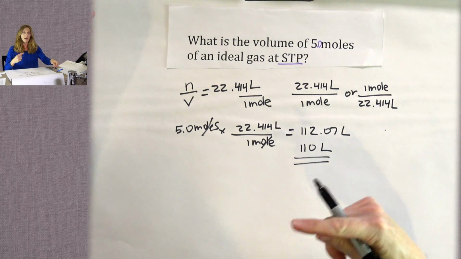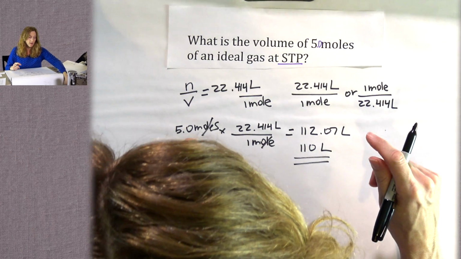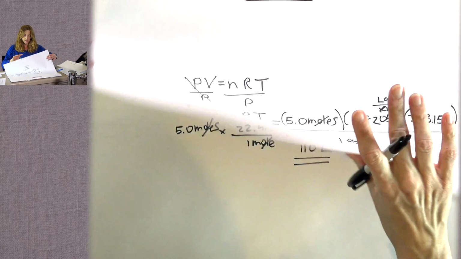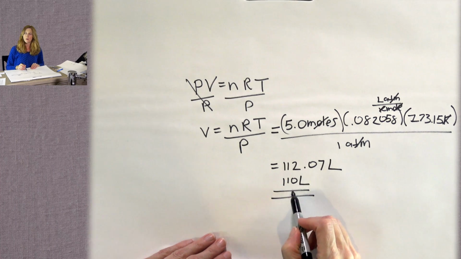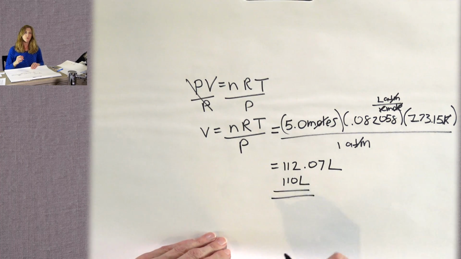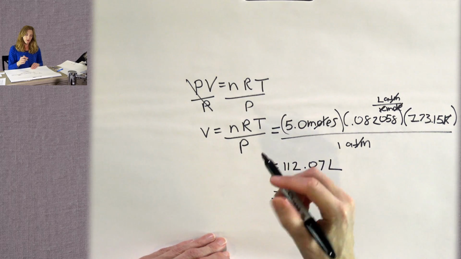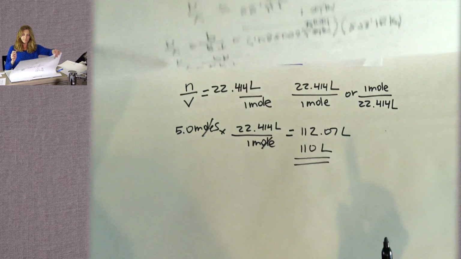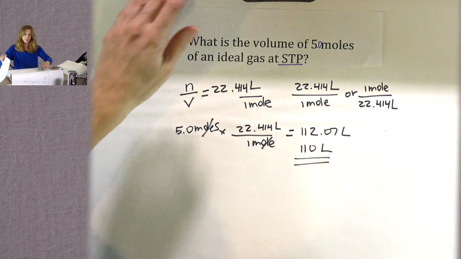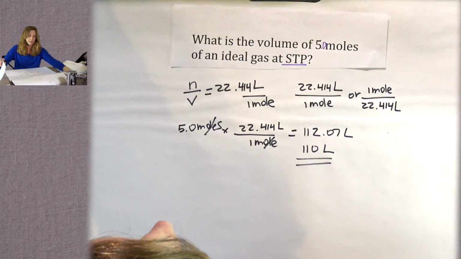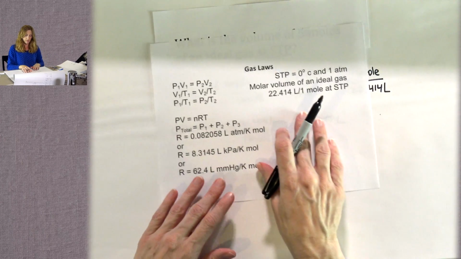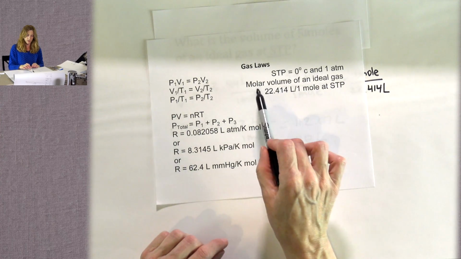Now I'm going to go back and show you the first time we solved the equation using the ideal gas law, and you'll see that we also got 110 liters. So you can pick whichever way is easier for you. You can either use the ideal gas equation, or you can use the molar volume of an ideal gas, which I have included on your reference sheet for you right here.